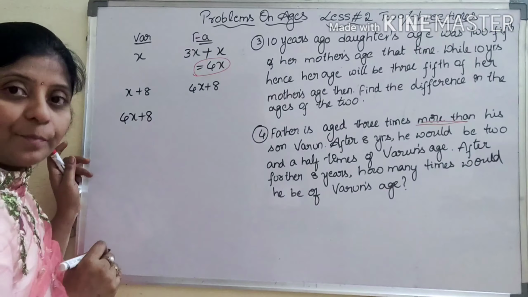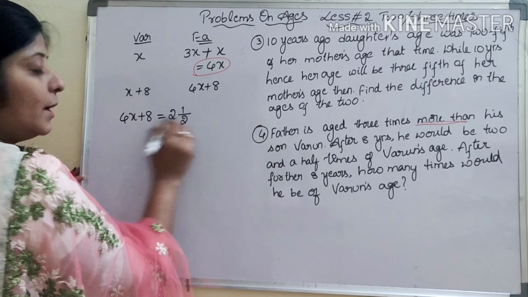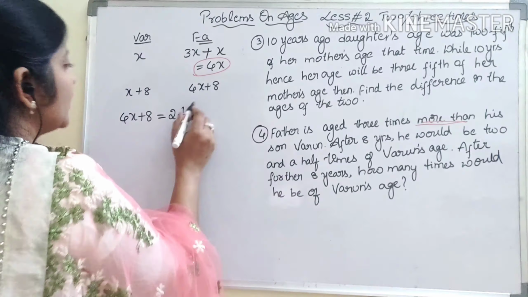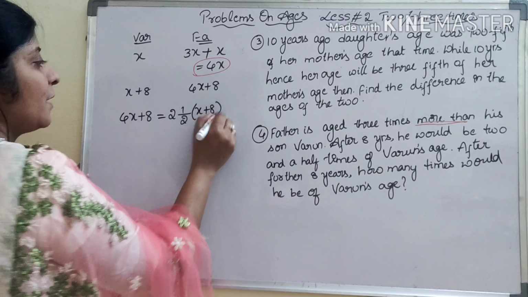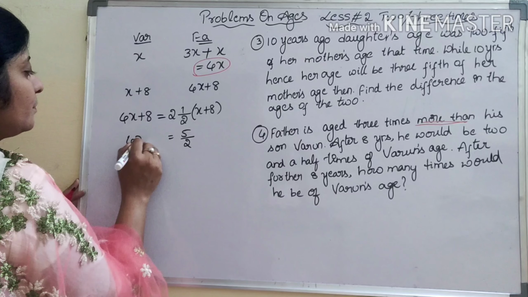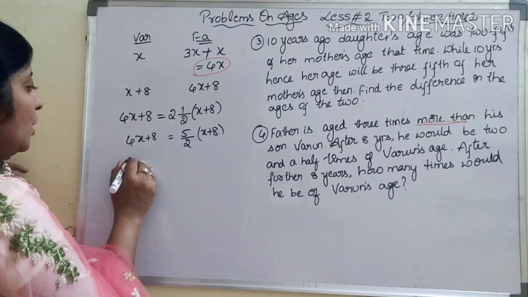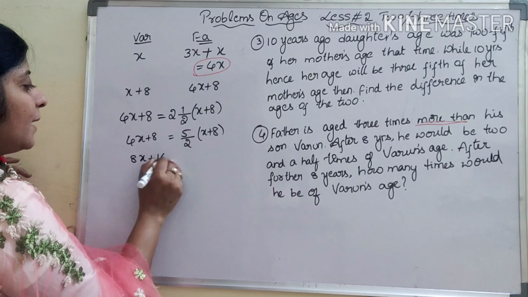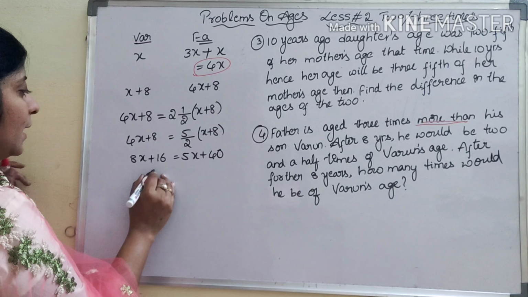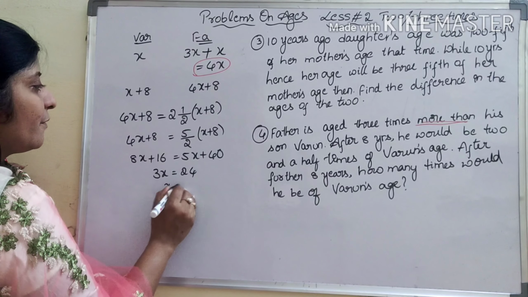He would be 2.5 times. That means we can write 2.5 times of Varun age. Varun age is here x plus 8. This will be 5 by 2 times x plus 8. By cross multiply, 8x plus 16 equal to 5x plus 40. So this will be 3x equal to 24. X will be 8.